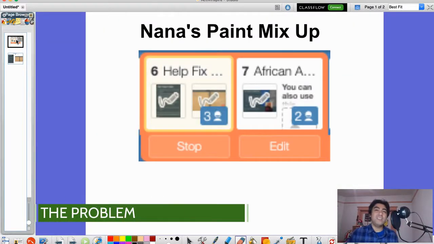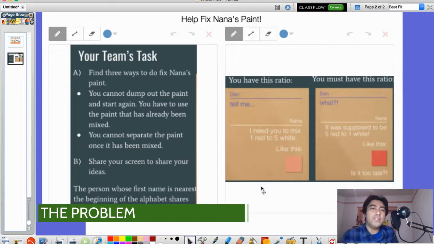Alright, so now let's take a look at the assignment that students have to do. The assignment is Nana's Paint Mix-Up. On Zoom class, we worked on page 6. But for asynchronous work, students have to do both pages 6 and 7. So it's only 2 problems, okay? And so here's page 6. Help fix Nana's paint.